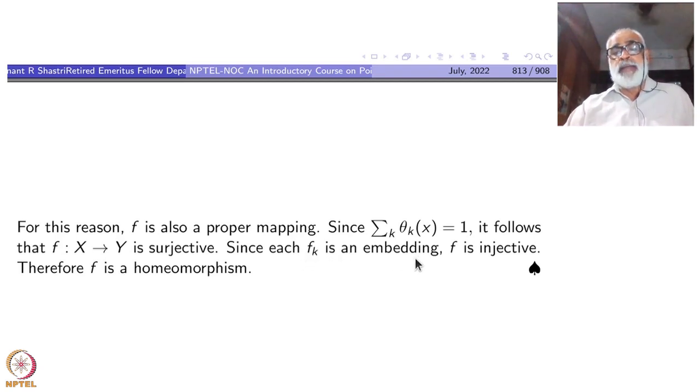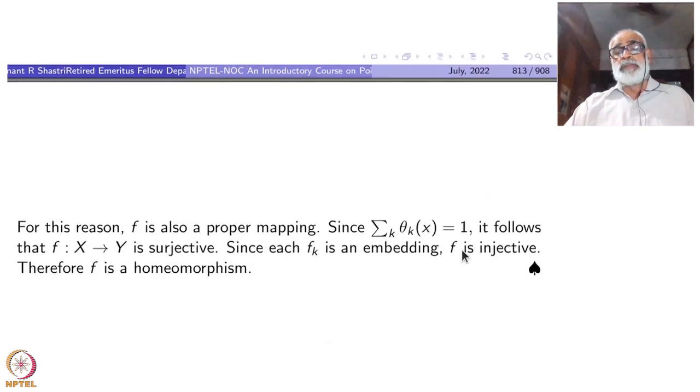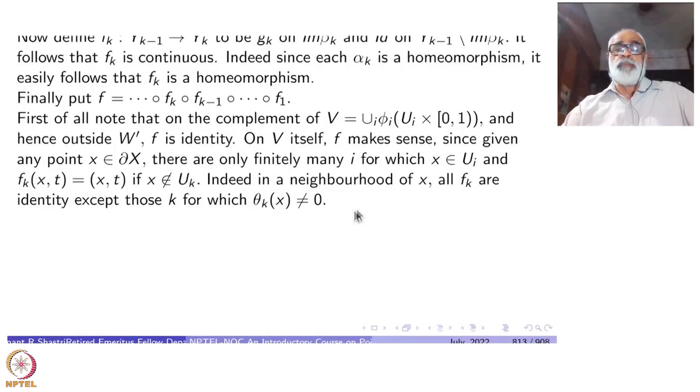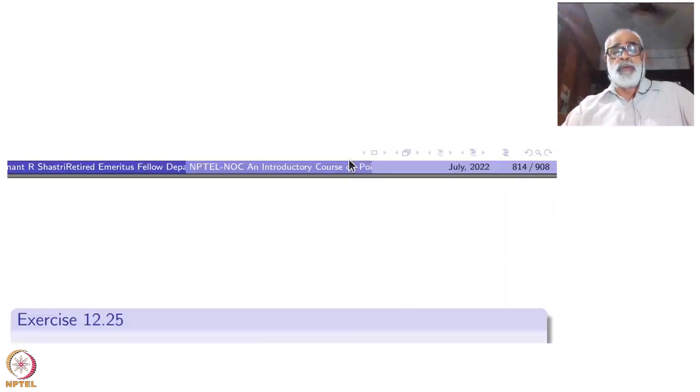Since each f_k is an embedding, f is injective also. Therefore, F is a homeomorphism: a proper, injective, surjective map, and it is an embedding. For an embedding, what do you need? An open map or a closed map. You can use open mapping. To see it is open, take a point and a compact neighborhood. Inside that, only finitely many compositions are there. They are all open, so the composite is open. So this means that F is a homeomorphism. That completes the proof that we have collar neighborhoods for the entire boundary of X, whenever the boundary of X is non-empty, of course.